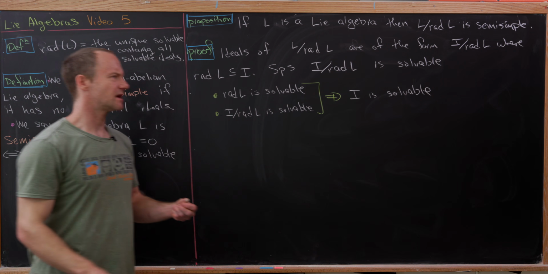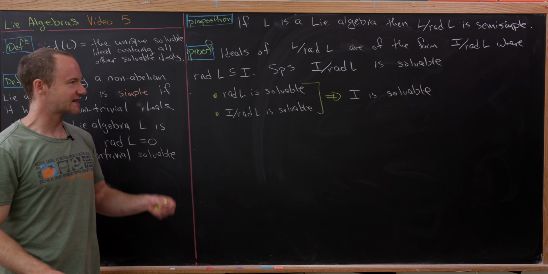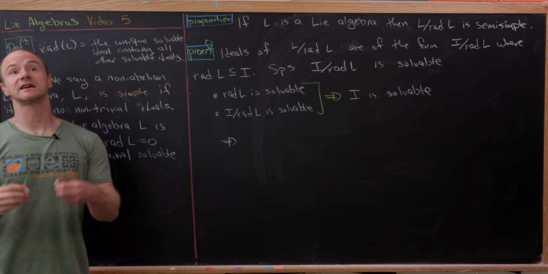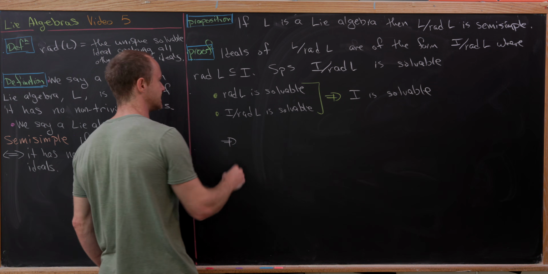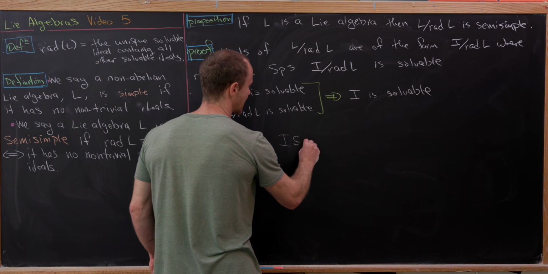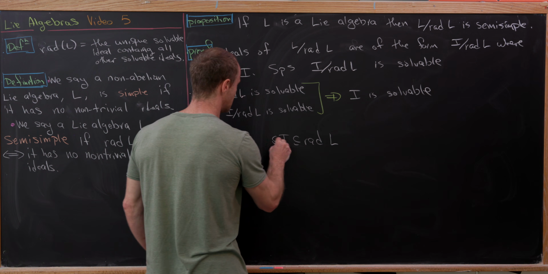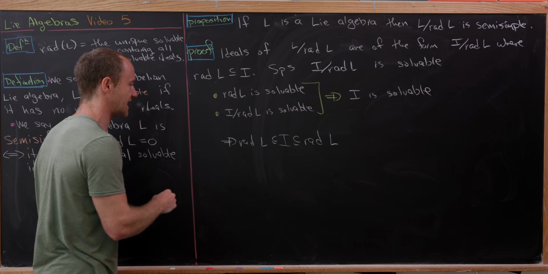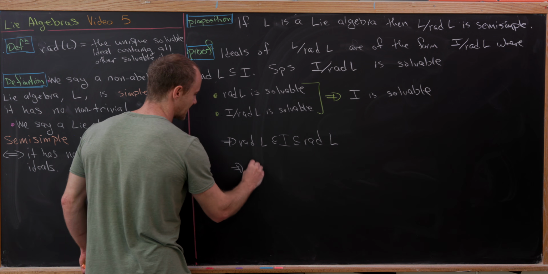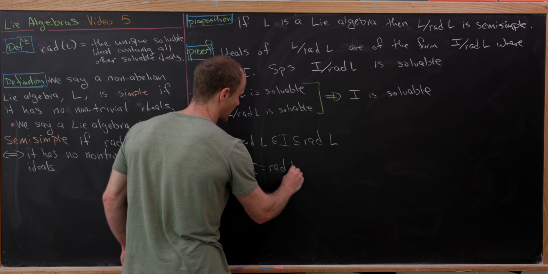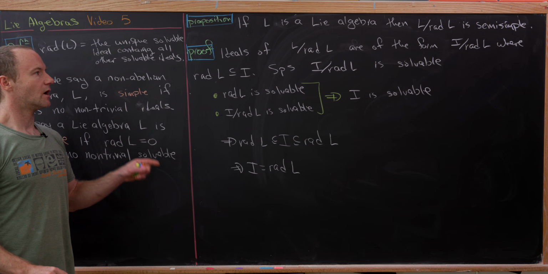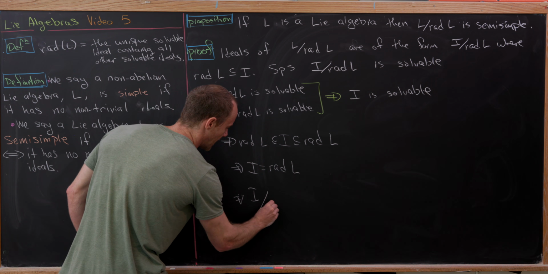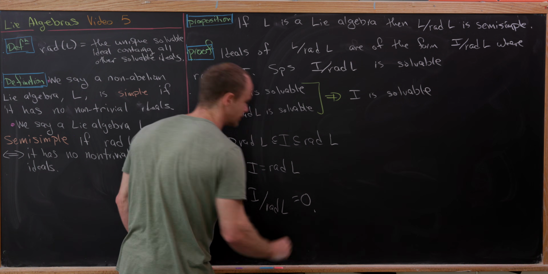Okay, but I being solvable means that it's contained inside of the radical of L. Recall that the radical of L contains all of the solvable ideals. So let's see, we've got I is in the radical of L. But let's also recall by our correspondence, the radical of L is contained inside of I. But that means that I is equal to the radical of L. Okay, but that means that I mod the radical of L is equal to 0.